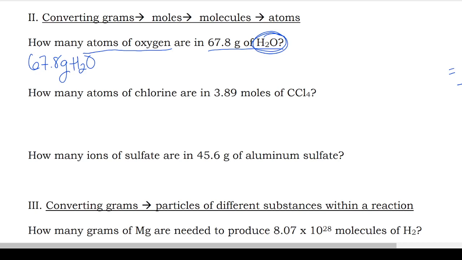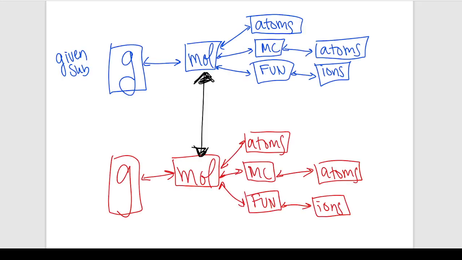So when I say particle, the particle level on our mole map is like this level right here. So these are all things that we call particles. So atoms, molecules, or formula units. What is water, H2O? It is a molecule.